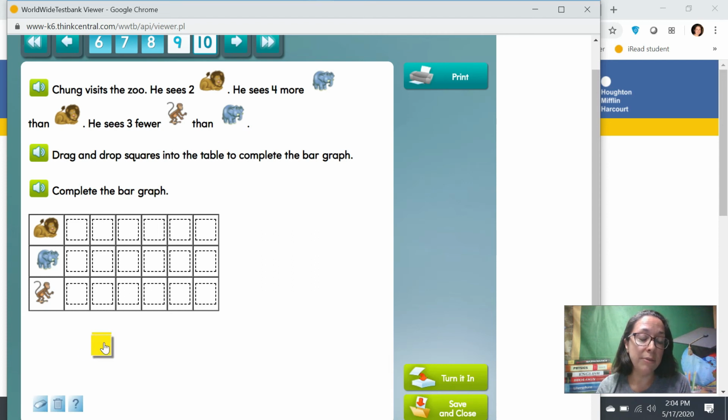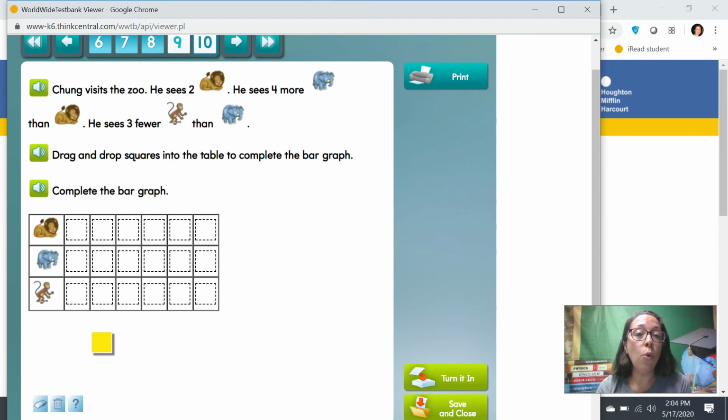You're going to take the little yellow square and you need to drag it to the animal to show how many there are. You're going to drag like this. Okay, that's how you're going to do it. So, así vas a hacer para representar la gráfica.